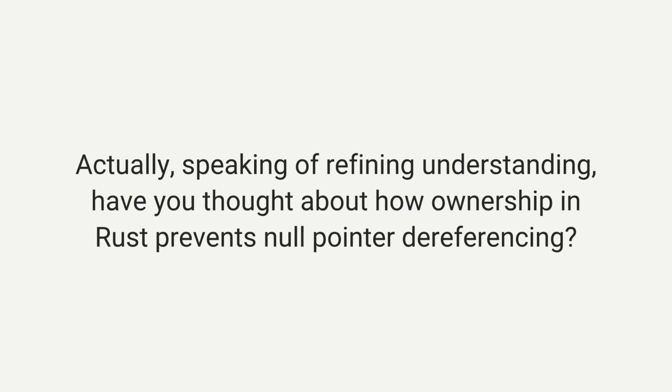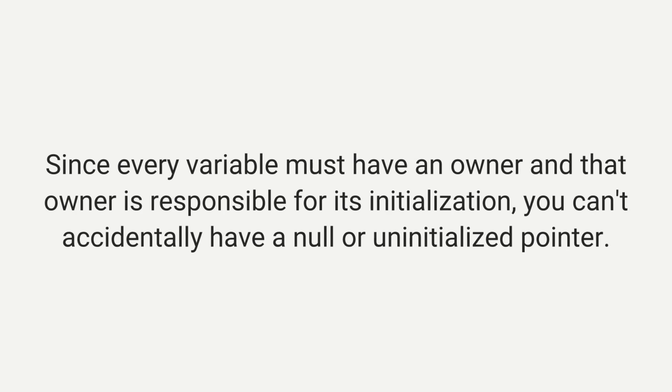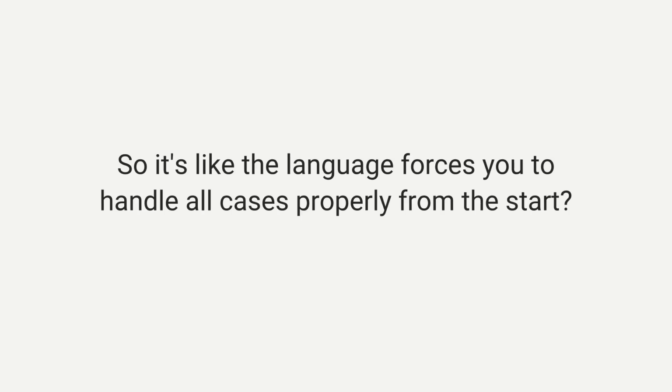Actually, speaking of refining understanding, have you thought about how ownership in Rust prevents null pointer dereferencing? Not really. How does that work exactly? Well, in Rust, the ownership model ensures that variables are always initialized before use. Since every variable must have an owner, and that owner is responsible for its initialization, you can't accidentally have a null or uninitialized pointer. So it's like the language forces you to handle all cases properly from the start?